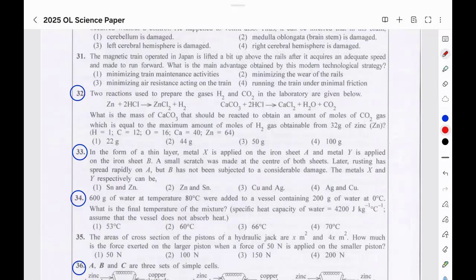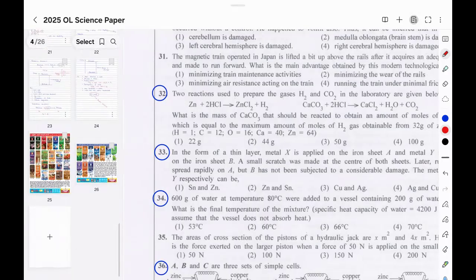Okay, look at this. Zinc reacting with HCl to produce zinc chloride and H2. Calcium carbonate is reacting with HCl to produce calcium chloride, H2O, and carbon dioxide. What is the mass of calcium carbonate that should be reacted to obtain an amount of moles of carbon dioxide gas which equals the maximum amount of moles of hydrogen gas obtained from 32 grams of zinc, right? Okay, let's do the calculation.